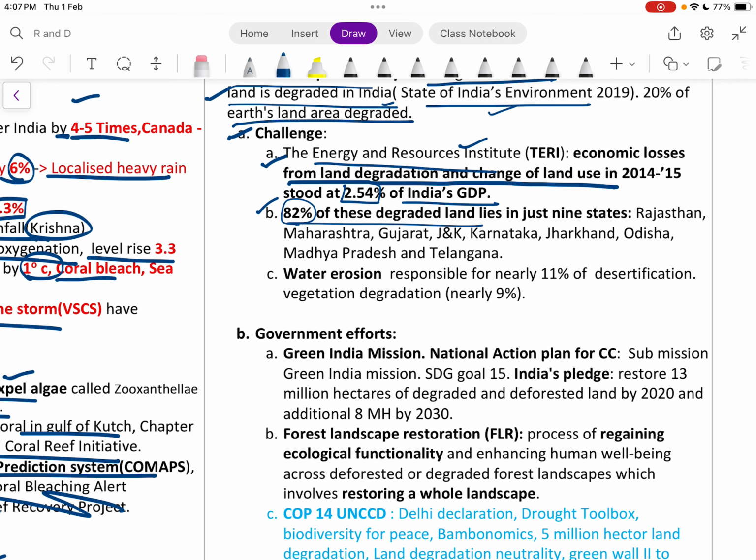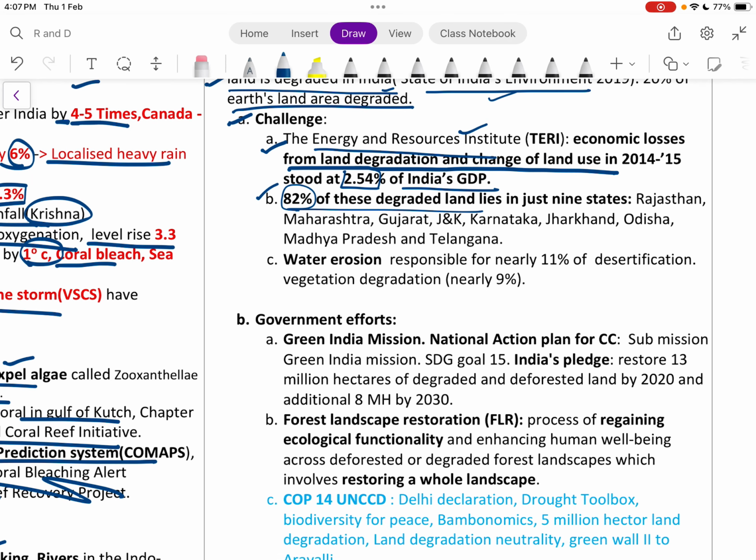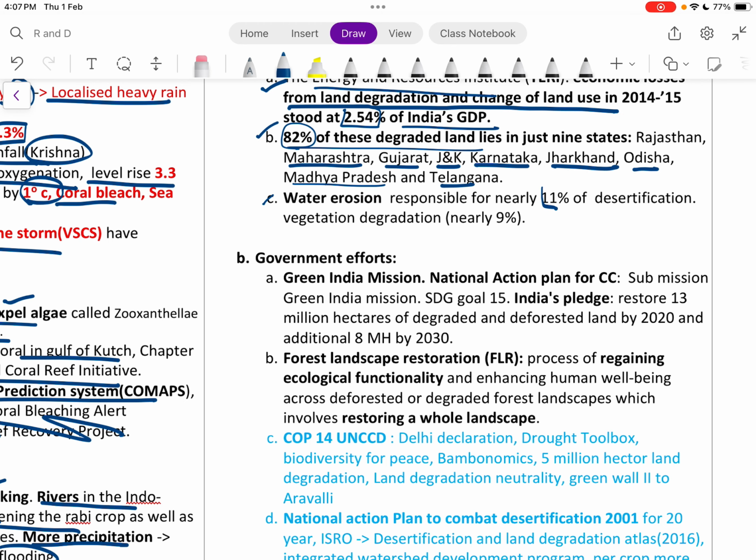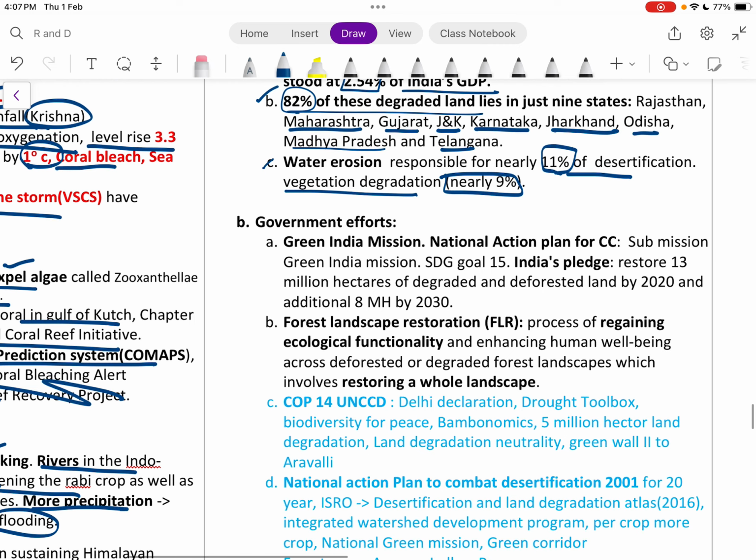82% of this degraded land lies in just 9 states: Rajasthan, Maharashtra, Gujarat, Jammu Kashmir, Karnataka, Jharkhand, Odisha, Madhya Pradesh and Telangana. Water erosion is responsible for nearly 11% of the desertification. Vegetation degradation is nearly 9%.